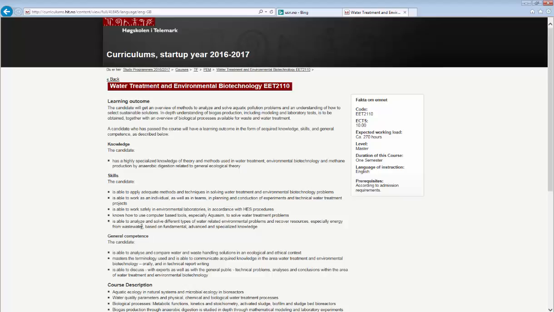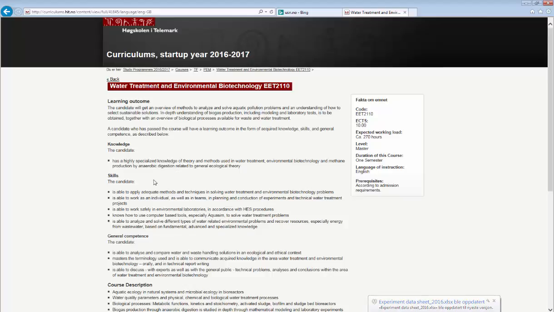But instead, we give you an overview and in-depth understanding on one particular topic, and that especially is biogas production, since anaerobic digestion as a treatment method is gaining popularity very fast, becoming very important because it's a way to not only treat the water but at the same time recover resources. So we use this also to teach you how to model systems, how to do laboratory tests, and so on. So here you can read more about that.